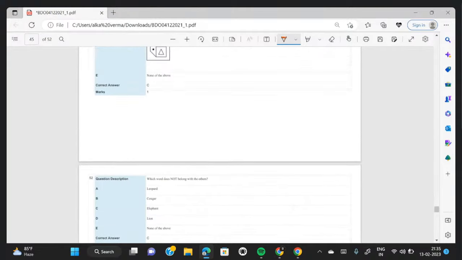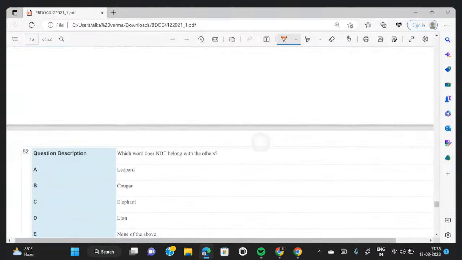Again, which does not belong to the others? Leopard, cougar, elephant and lion. A fifth standard student also can tell it is elephant, because it does not belong to the cat family. So elephant is the right answer.